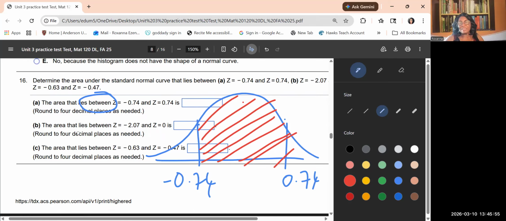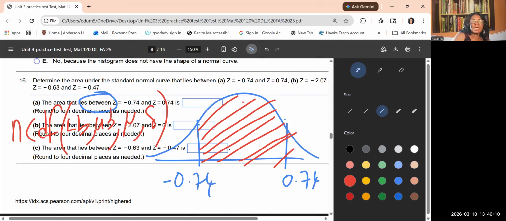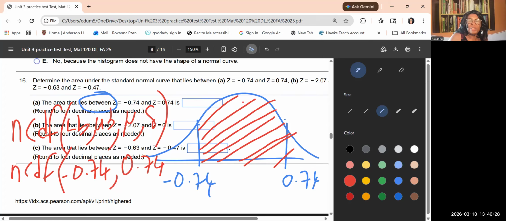So let's see the arguments I'm going to give my calculator. Normal cumulative density function: lower bound, upper bound, mean, and standard deviation. Because this question is between. So I'm going to write normalcdf. The lower bound is negative 0.74. The upper bound is 0.74. The mean is 0, standard deviation is 1. I don't even have to put the mean. I can actually use only a lower bound and upper bound because it's a standard normal.